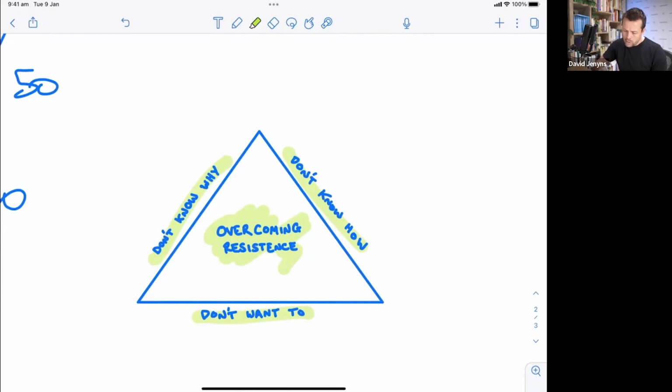So, I don't know why. They might not even be aware that it's a thing. Perhaps you haven't communicated your expectations clearly. That's why all systems start with why. You want to explain right up front why this is important.